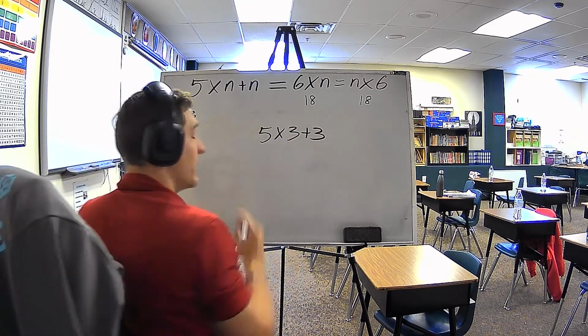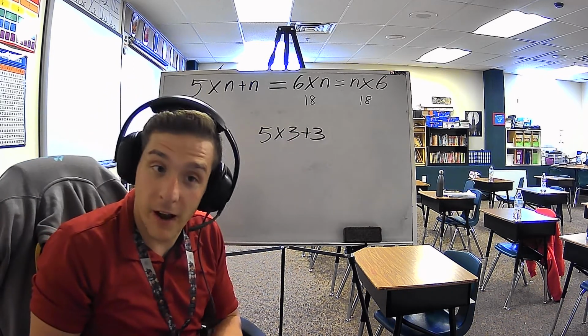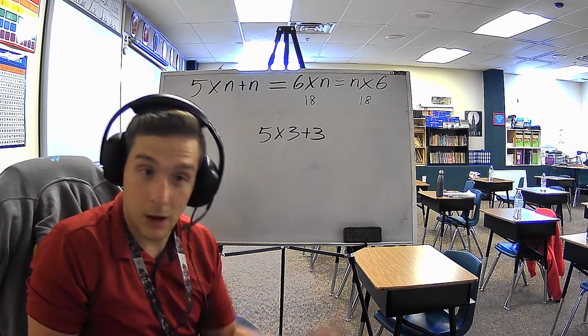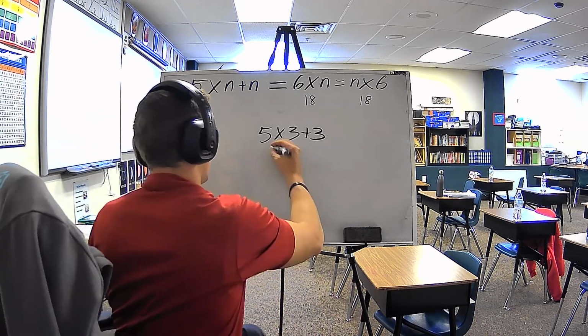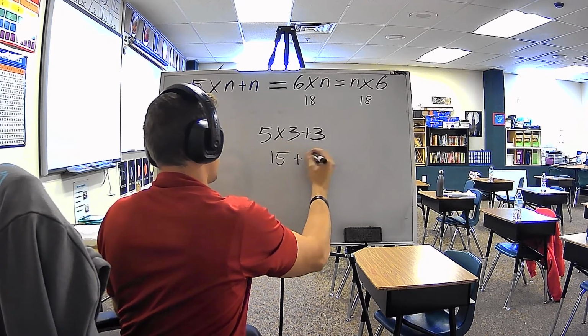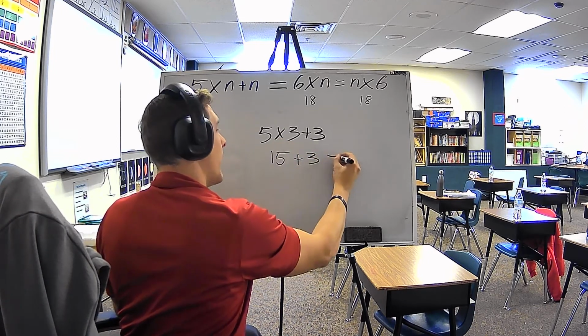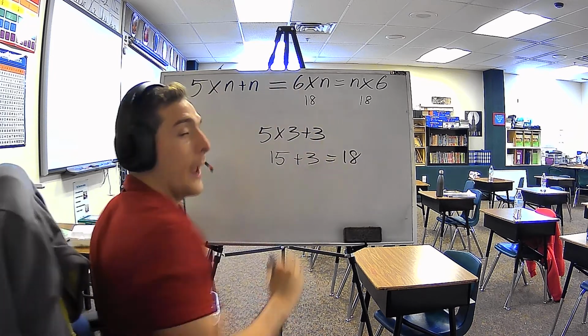So 5 times 3, skip count by 3, 5 times, or 5, 3 times with the commutative property. I'll do that one since it's faster. 5, 10, 15. So that would be 15 plus 3 equals, hey, look at that, 18.